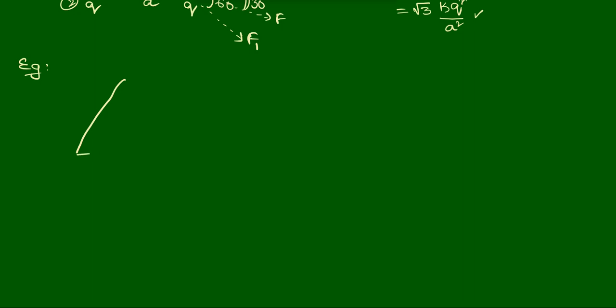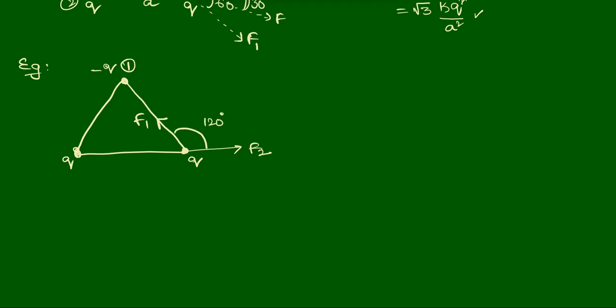Suppose they give one charge as a negative charge and the other charge as a positive charge. Suppose this is the negative charge and this is the positive charge, and the charge at this corner is positive. So now this first charge will give an attractive force and the second charge will repel this. This is F2, this is F1, and magnitude-wise they are the same, but the angle will now become 120 degrees. So in that case, the net force will be 2F cos 120 by 2, that is cos 60.